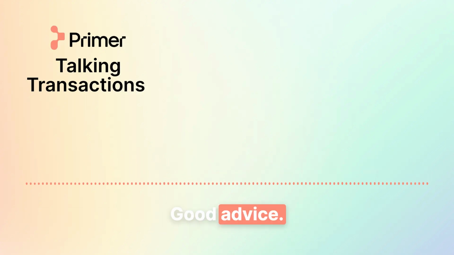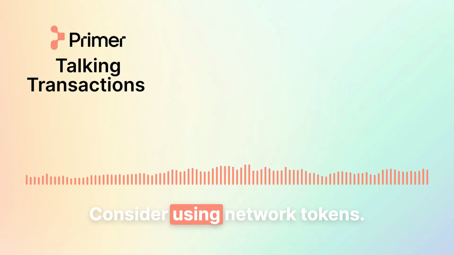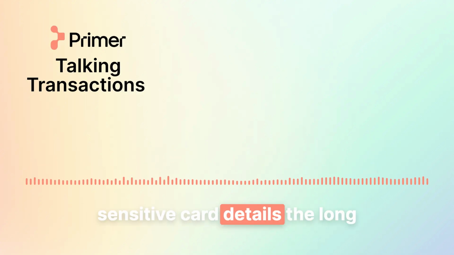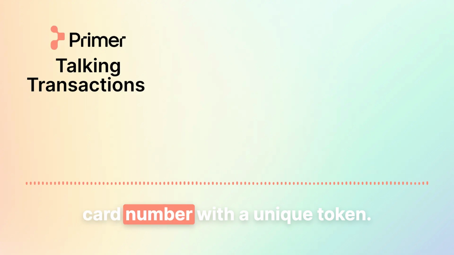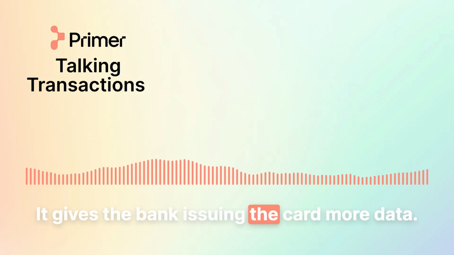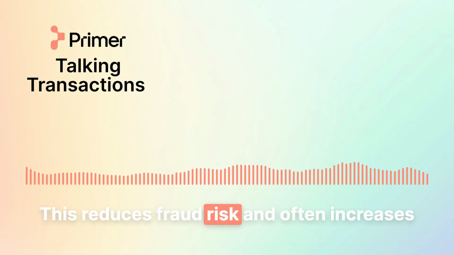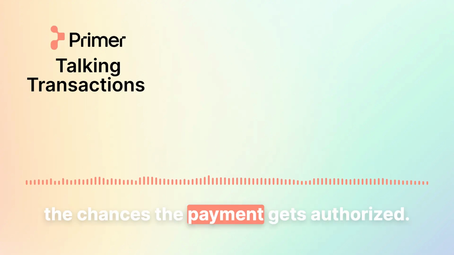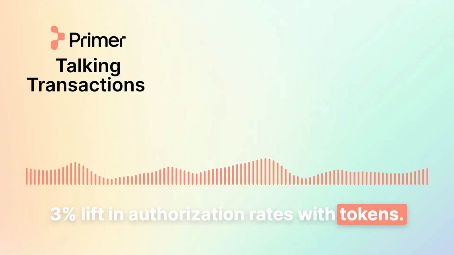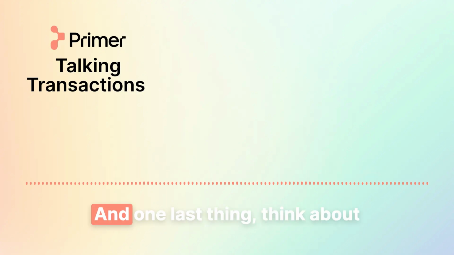Good advice. Anything on the tech side SMEs should know about? Consider using network tokens. Network tokens, what are those? They basically replace the sensitive card details, like the long card number, with a unique token, a secure identifier. Okay, why is that better? It gives the bank issuing the card more data to securely verify the transaction. This reduces fraud risk and often increases the chances the payment gets authorized. Visa, for instance, saw like an average 3% lift in authorization rates with tokens. Okay, 3% might not sound huge, but across all transactions. It adds up, definitely.